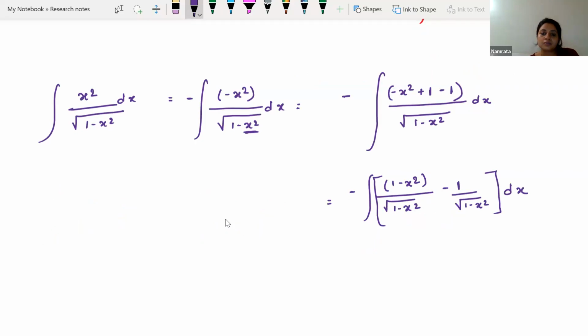Yes, ma'am. We are just doing a slight arrangement. Why? Because I can see x square in the numerator, and I can see x square in the denominator also. So I want to make the numerator just like the denominator. How can we do that? By adding 1 and subtracting 1. But we also have to be careful with the sign.